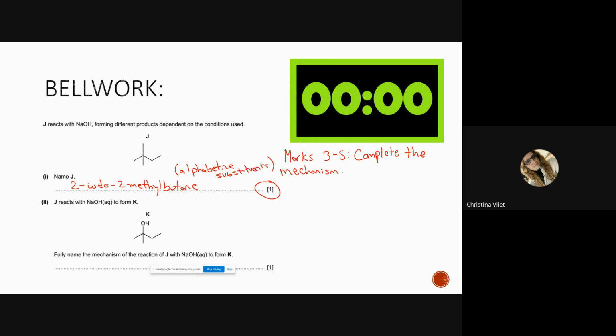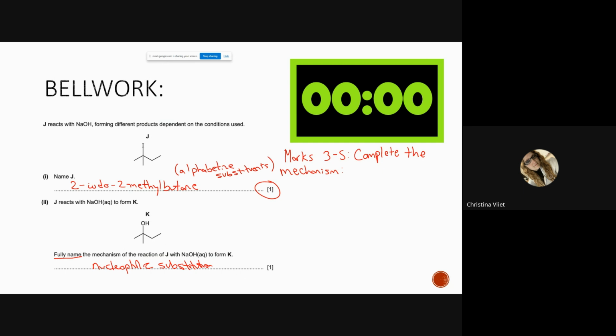Next one, fully name the mechanism. You do not have to specify whether it's SN1 or SN2 when you fully name, but you do have to say that it's a nucleophilic substitution. And so that's what it is. And then finally, the mechanism.